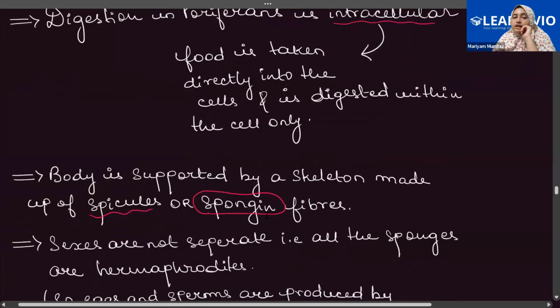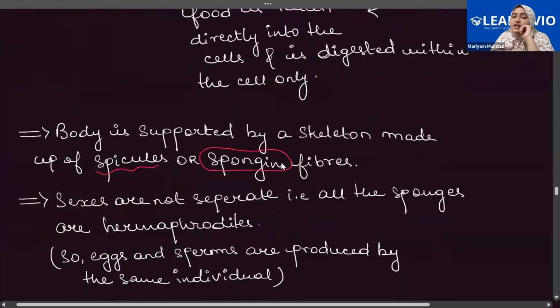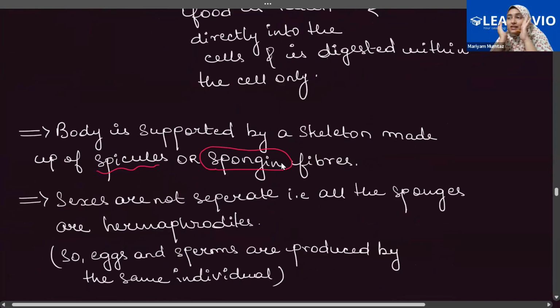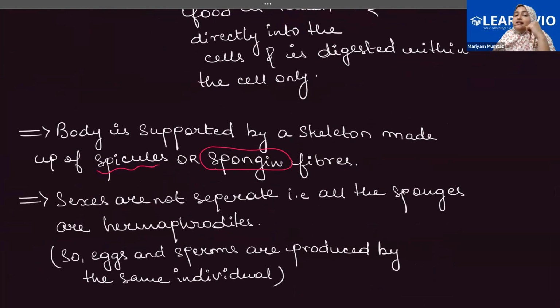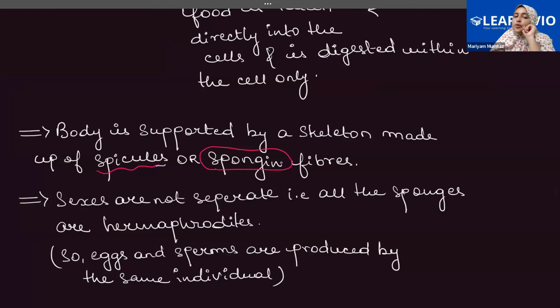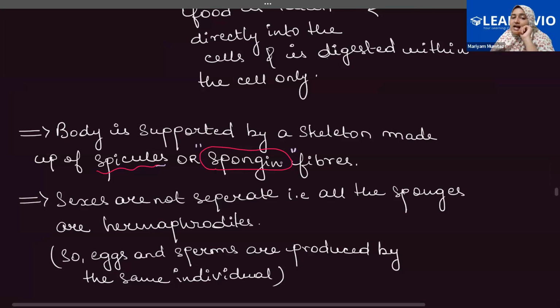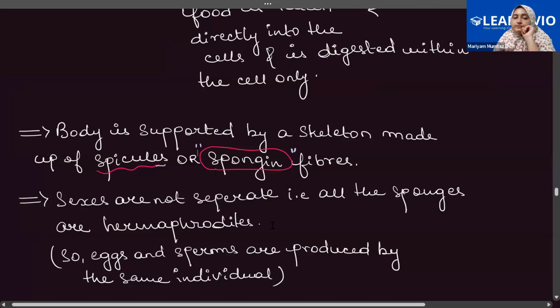Now, the body is supported by a skeleton. Now, they don't have bones, right? Because they are again made up of just cells. So, instead of bones to provide them a skeletal structure, they have a skeleton made up of spicules. Spicules are pointy structures, and they are made up of a particular fiber known as spongin fibers. So they have spicules working like bones in their body, and they give them a proper shape, a proper structure.